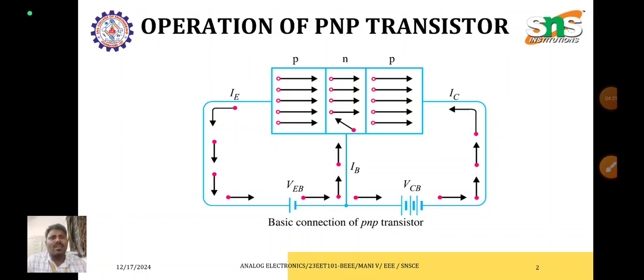Normally the emitter is highly doped, the base is lightly doped, and the collector is moderately doped. With respect to size, the base is a very thin layer, the emitter is of moderate size, and the collector, compared to the emitter and base, has a huge size, a huge layer.